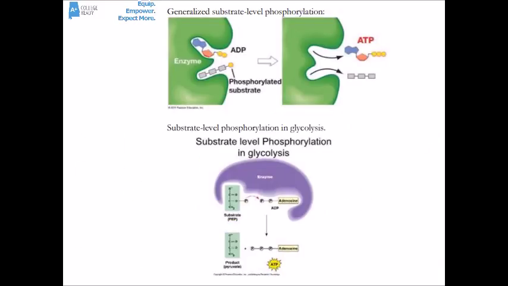So here we can see some substrate level phosphorylation. So we have an enzyme here that's grabbed on to the phosphorylated substrate. It's also grabbed on to ADP. And in this process, this phosphate is transferred from the phosphorylated substrate to ADP to make ATP.